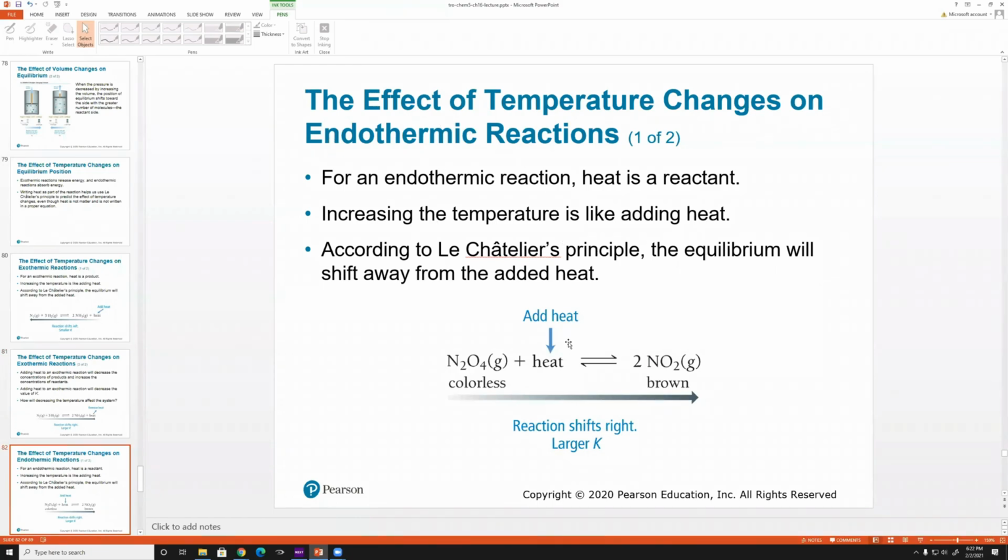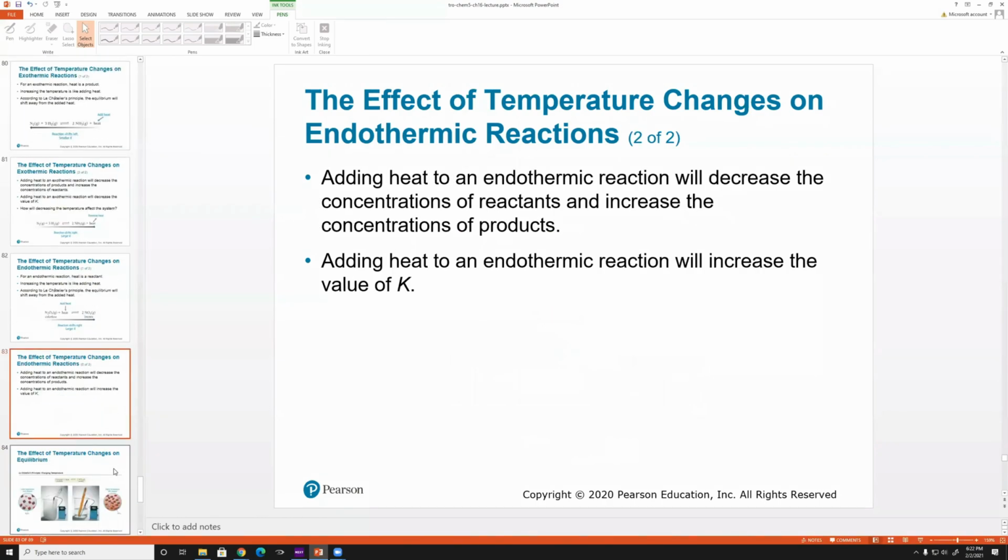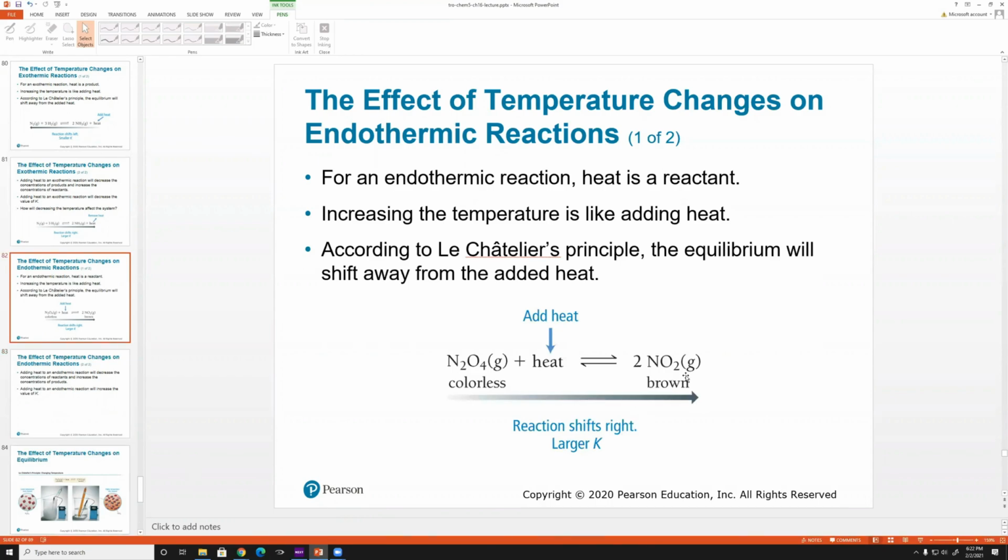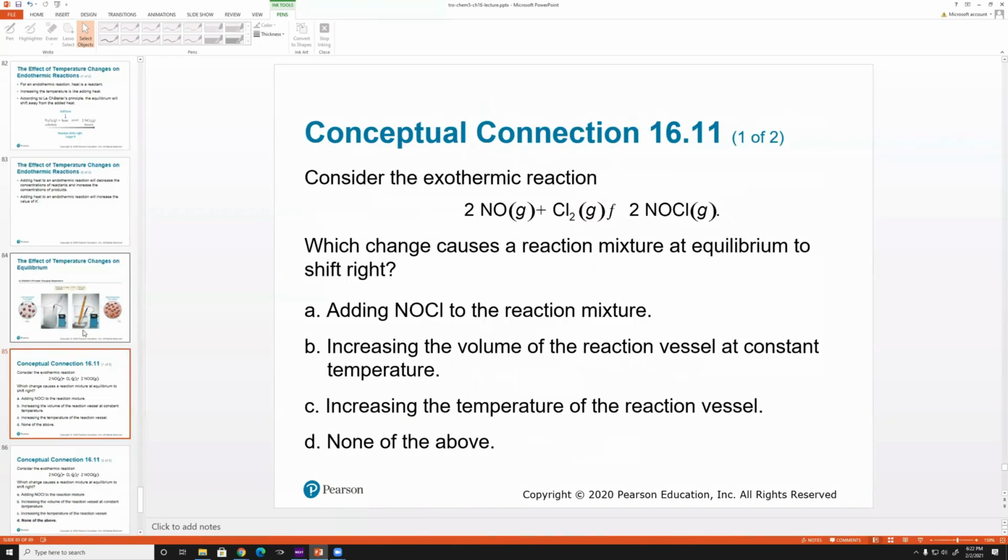If we have an endothermic reaction, this means heat is on the left side. If heat's on the left side and we add heat, the reaction will go towards the right. It's kind of like we're balancing out a teeter-totter, the same exact approach. And adding heat to an endothermic reaction will increase the value of K because it goes more towards the products. And that would increase the ratio.